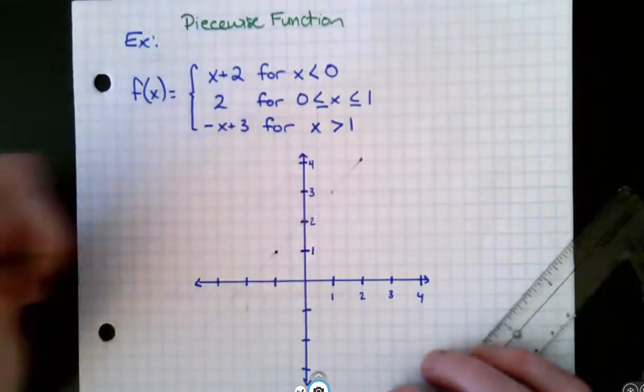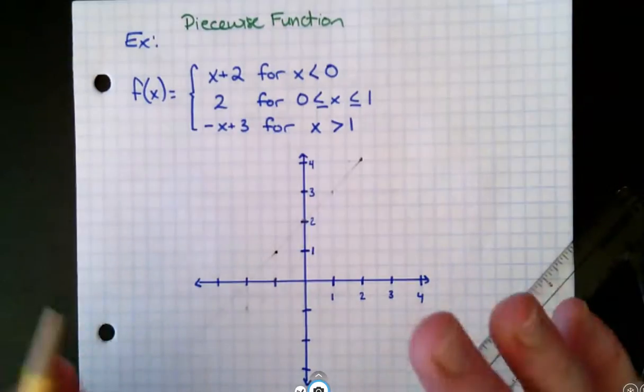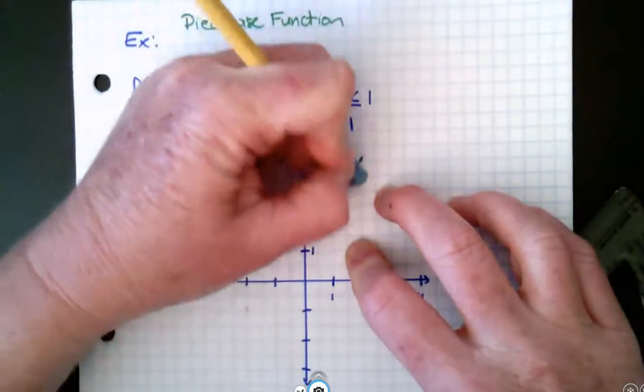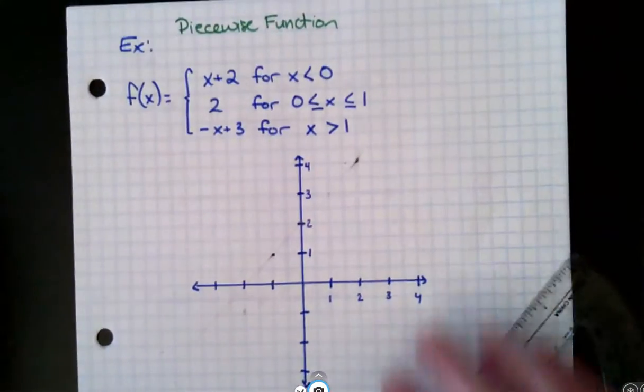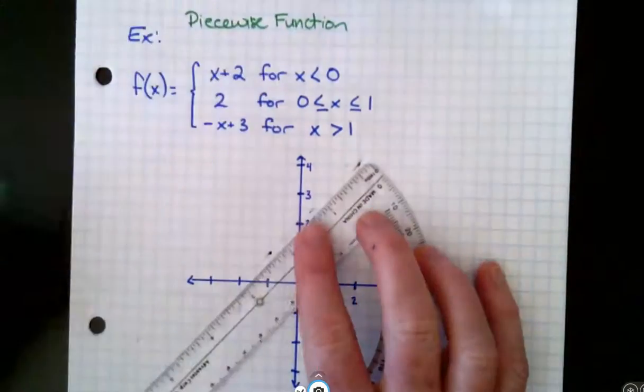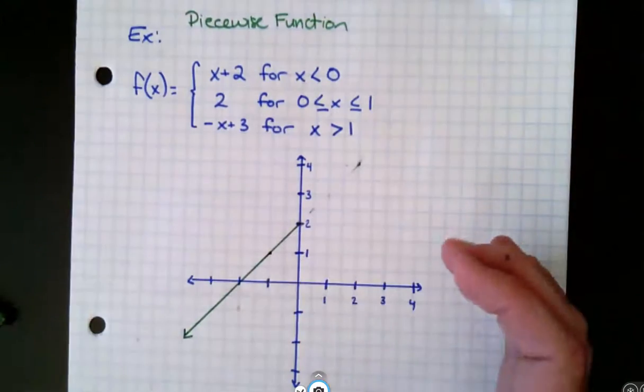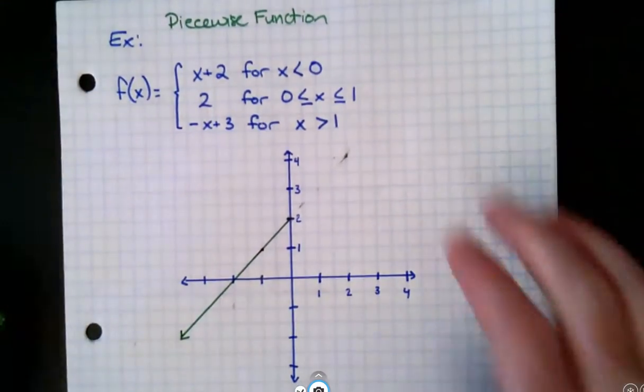So it basically would look like that, but it's only defined for where x is less than 0. So I need to erase this. x is less than 0, to the left of the y-axis, so it's going to look like that with an arrow. Just that part.